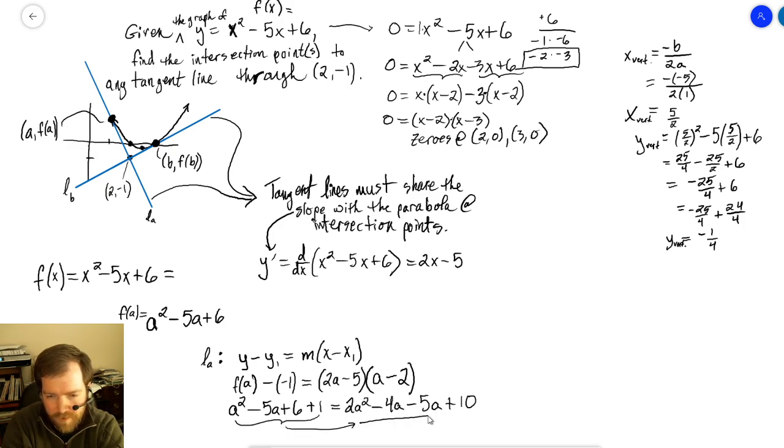So here we're going to have a squared. Okay. This is going to be a plus 5a with a negative 5a, so those are gone.